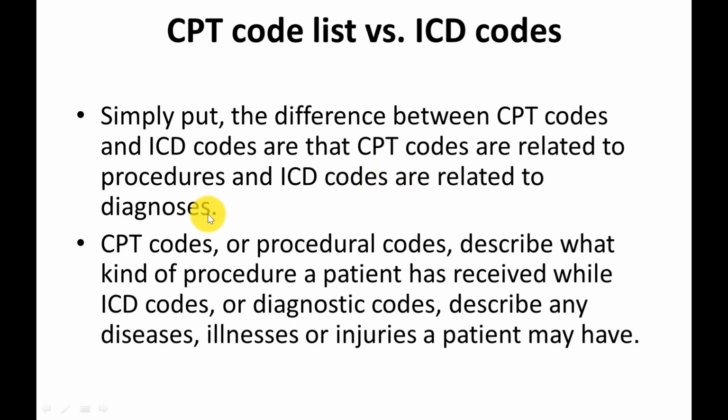For example, if a patient undergoes any surgery or other medical procedure, it needs to be coded with CPT, while any diagnosis, indications, or events will be coded with ICD, the International Classification of Diseases. CPT codes, or procedural codes, describe what kind of procedure a patient has received, while ICD codes, or diagnostic codes, describe any disease, illness, or injury that a patient may have had.